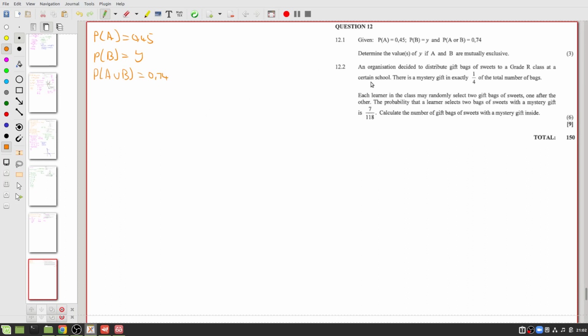Alright, so the question says determine the value or values of Y, so we need to solve for Y, if A and B are mutually exclusive. So what does it mean if A and B are mutually exclusive? Well, that means that the probability of A and B happening at the same time is 0, right? So let's look at the examples. This is the last question, so we're going to spend a little bit more time going through some of the theory.